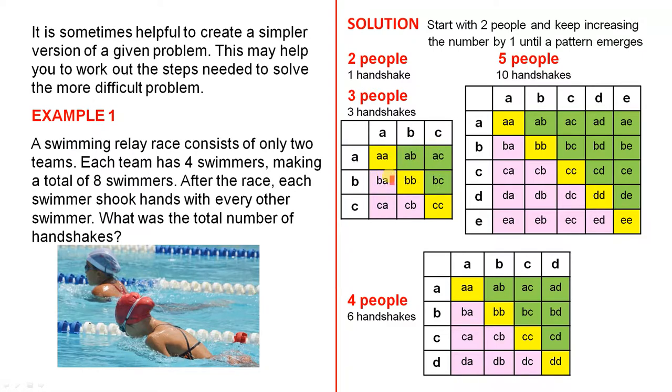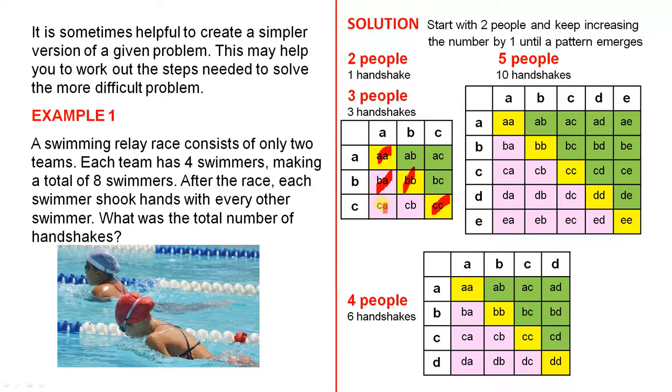Now we're going to cross some of these off. We don't count the 1 person because 1 person does not shake hands with himself or herself. So we cross those off. That's why I've got that in yellow. That does not count. Over here, if B shakes hands with A, that's exactly the same as A shaking hands with B. So we cross that off.